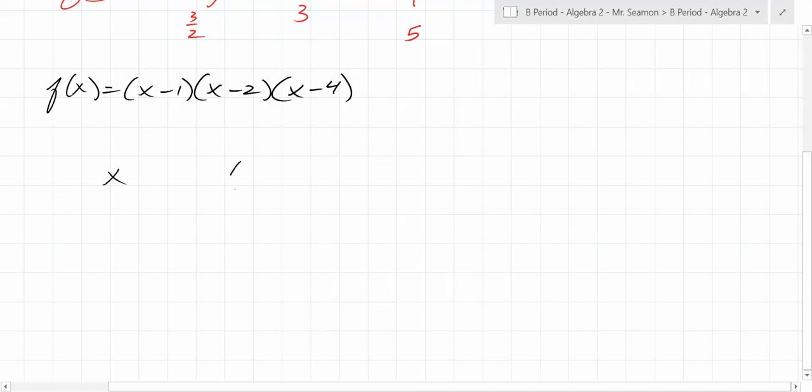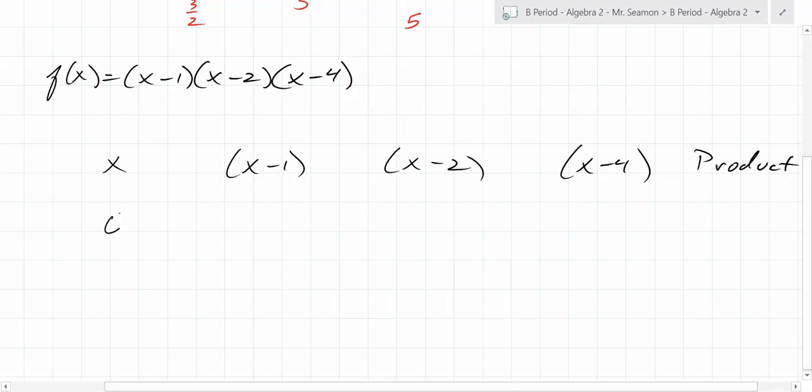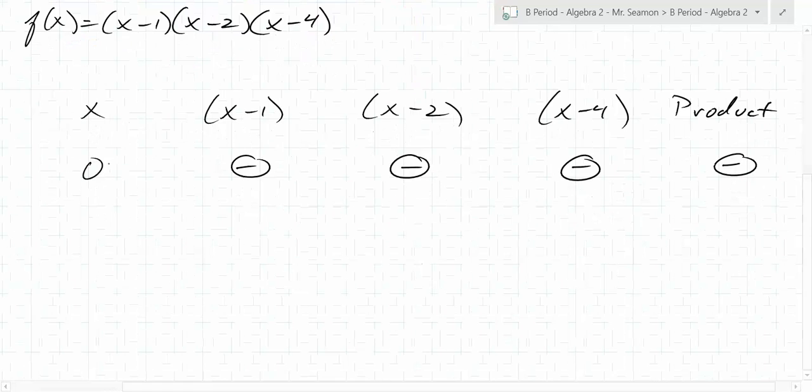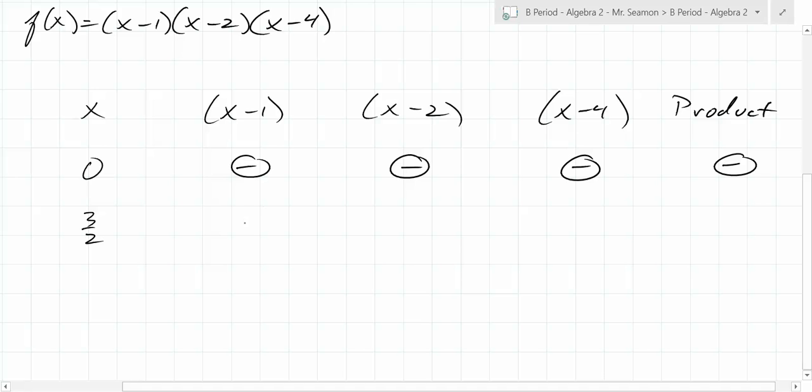You can list the x value, x minus 1, x minus 2, x minus 4, and then the product. So what's the first x value? It was 0, right? So you do 0. What's 0 minus 1? Negative. 0 minus 2? Negative. Negative. And now you just multiply them all together, and what do you end up with? Negative, right? Do you care what the value is? No, you just do the sign. So what's the next value? 3 halves, right? 3 halves minus 1 is positive. Negative, and then what? 1.5 minus 4 is negative. What's a positive times a negative times a negative? Positive.